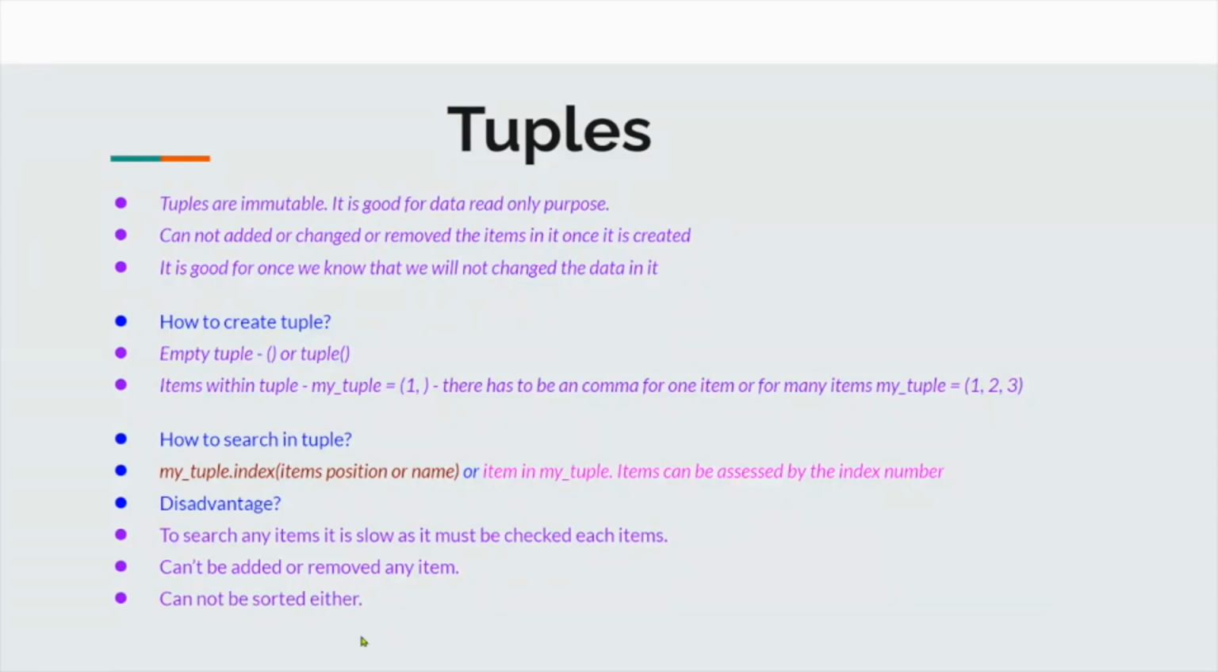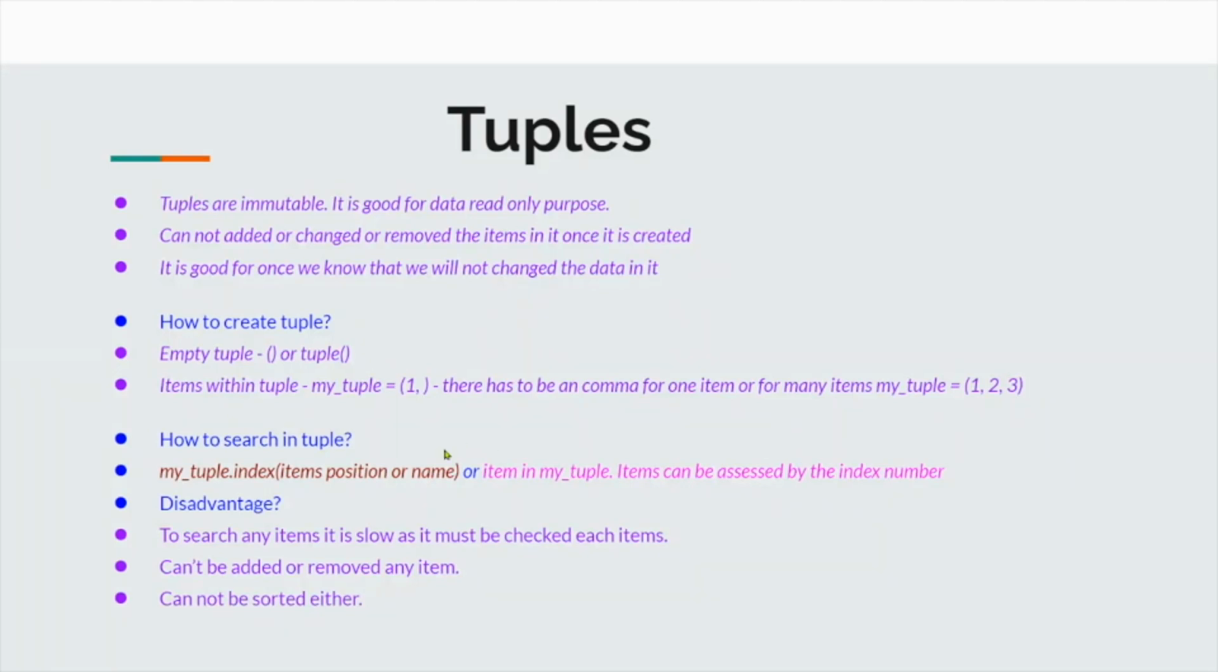If you want to create a tuple with items, it's very important that for one item, if you just put a one, it has to have a comma, otherwise it won't be recognized as a tuple. If there are multiple items, this is how you create it, and at the end you don't have to put a comma, but for one item it has to have a comma at the end.